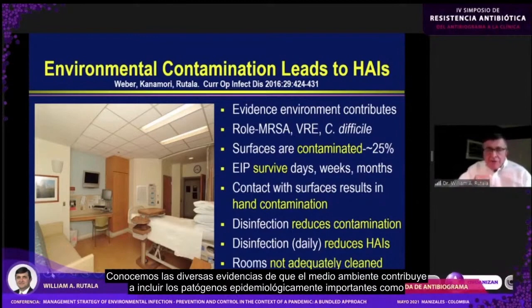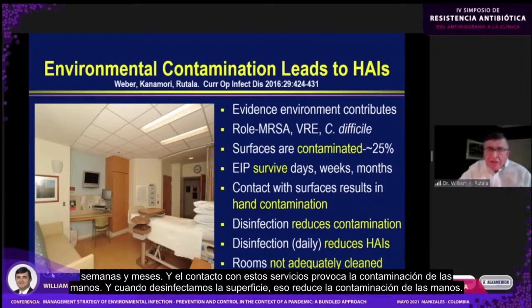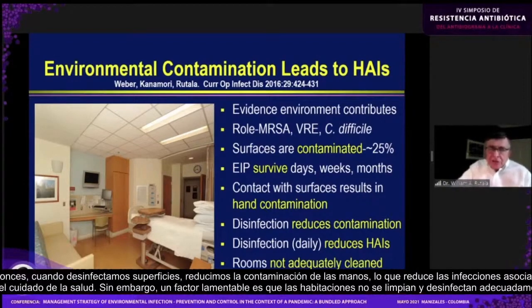Now, you know that the environment contributes to healthcare-associated infections. We know via various evidence that the environment contributes to epidemiologically important pathogens like MRSA, VRE, and C. difficile. We know the surfaces are contaminated at a frequency of approximately 25%, that these organisms survive for days, weeks, and months, and that contact with these surfaces results in hand contamination. And when we disinfect the surface, that reduces that hand contamination. So when we disinfect surfaces, we reduce hand contamination, which reduces healthcare-associated infections.